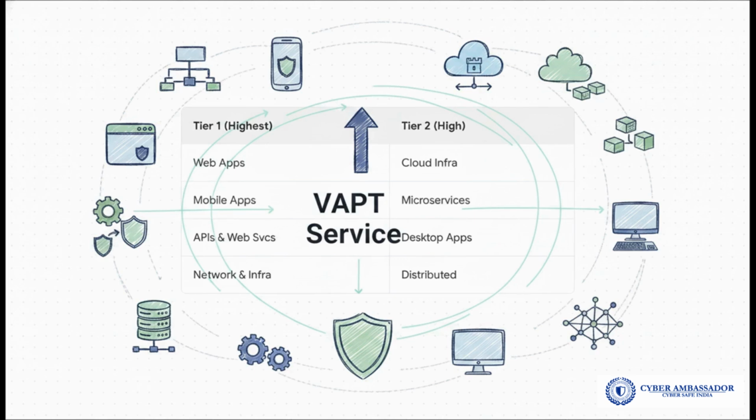Tier 2 represents highly critical internal architecture, your cloud infrastructure, microservices, and distributed systems. By prioritizing Tier 1 edge vulnerabilities first to stop that initial breach, and then securing the Tier 2 internal core to prevent lateral movement, you are tackling the most exploitable risks systematically.